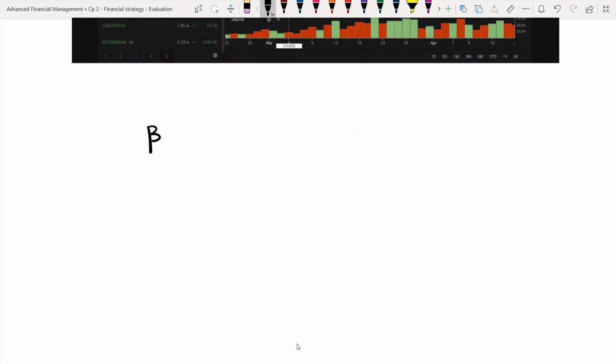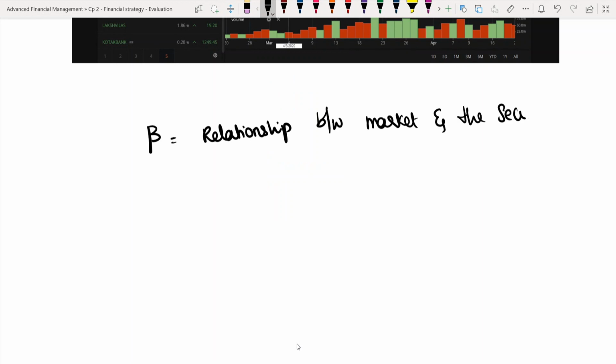That relationship between market and the security. Okay, so can you explain? I'll try to just give you a glimpse of that, not absolutely correct. I'm not giving you complete calculation and all. I'm just giving you a picture.